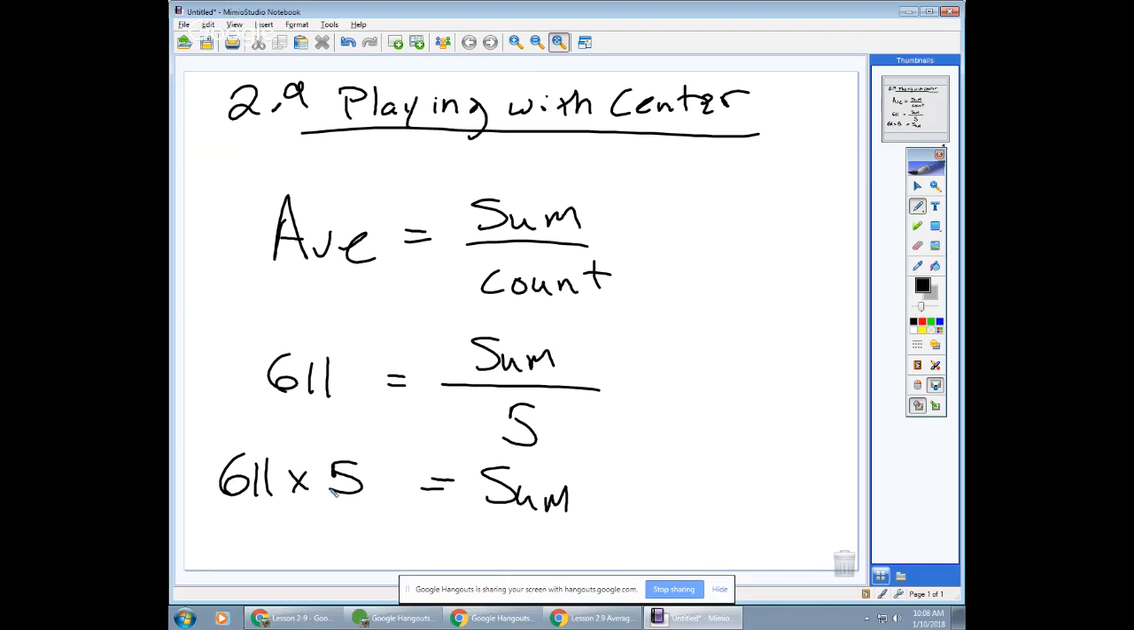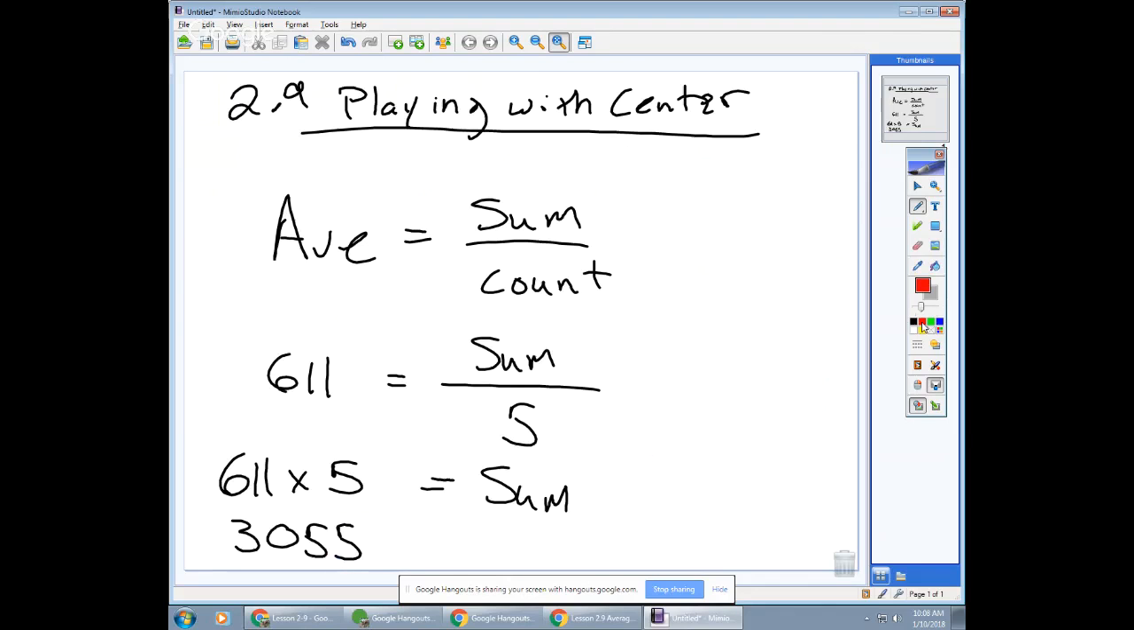that 5. So let's see, 5 times 6 is 30, so 5 times 600 is 3,000. And then 5 times 11 is 55. Did I get that right? The sum has to be 3,055. So all I have to do is start divvying up that 3,055.